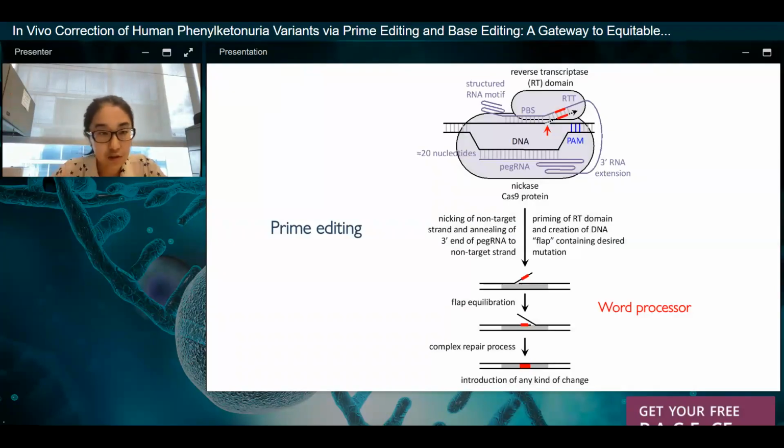Prime editing is a search-and-replace technology. The prime editor protein is a fusion of a nickase Cas9 and a reverse transcriptase. The pegRNA contains a programmable RNA template and a primer binding site. The 3' RNA extension of the pegRNA can introduce precise changes to DNA, such as base substitutions, small insertions, and deletions.